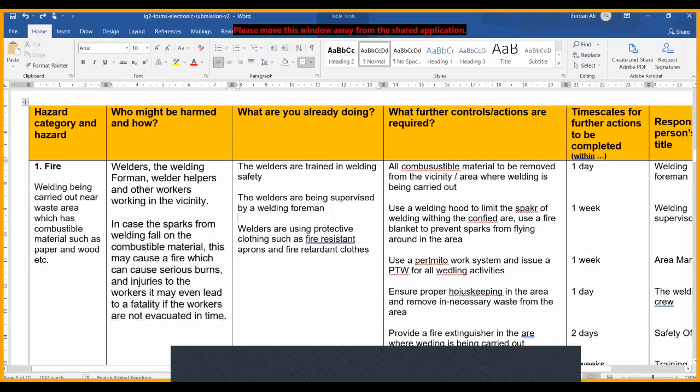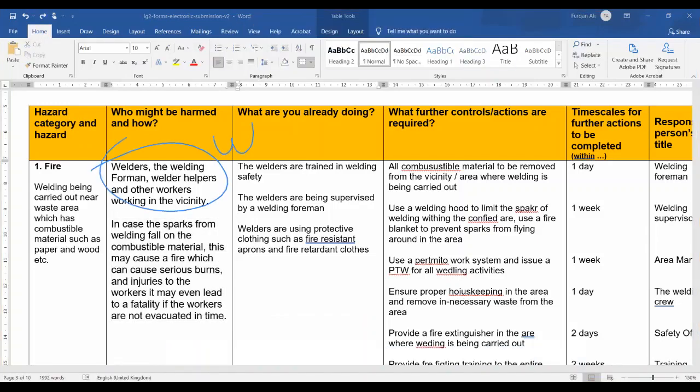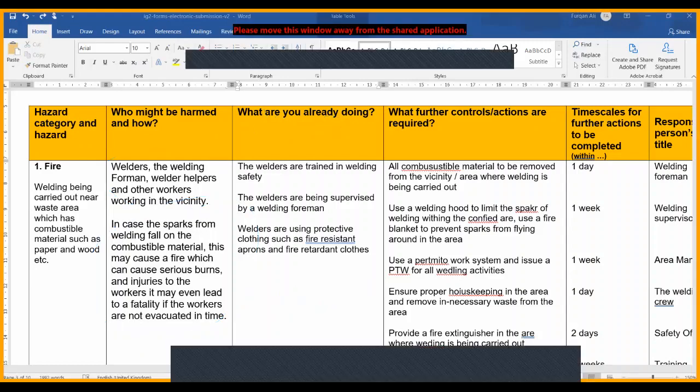So what have I done here? I have explained who will be harmed. Okay, I mentioned who will be harmed, and I have included how they will be harmed. So we need to mention who will be harmed and how they will be harmed here. Okay, so this is very, very important. Moving on to the next column.